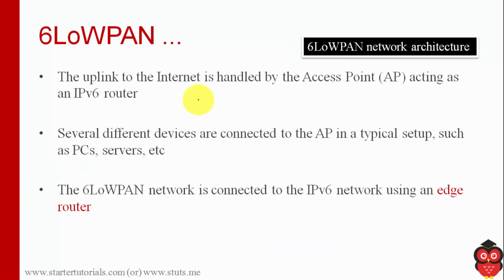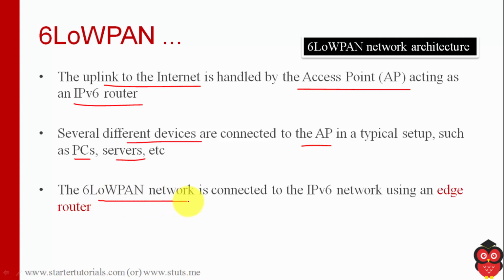Some important points about the architecture we have seen. The uplink to the internet, that is the connection, is handled by a device called an access point. The access point is basically a router, so it acts as an IP version 6 router. And we have hosts. They are devices which are connected to the access point, and those hosts can be either PCs, servers, mobiles, whatever it is. End devices.